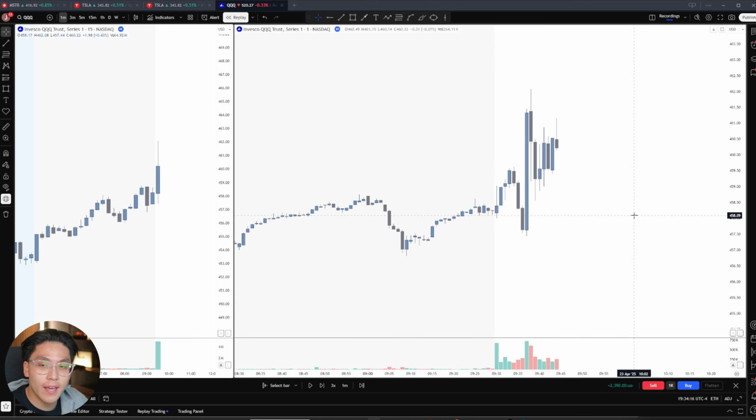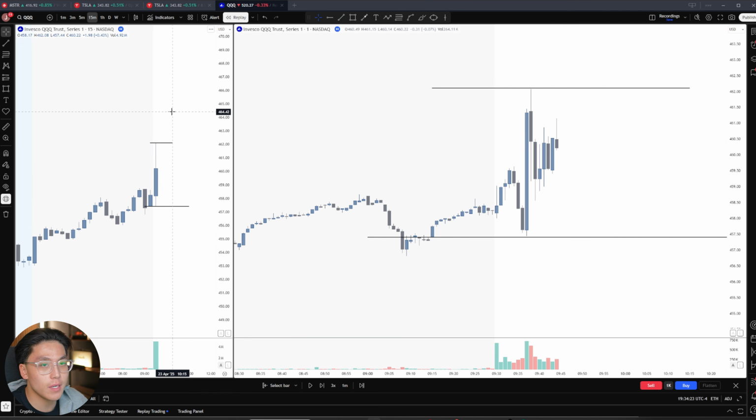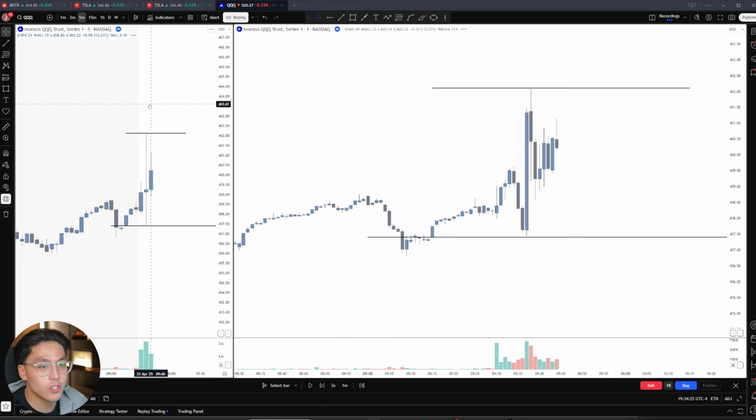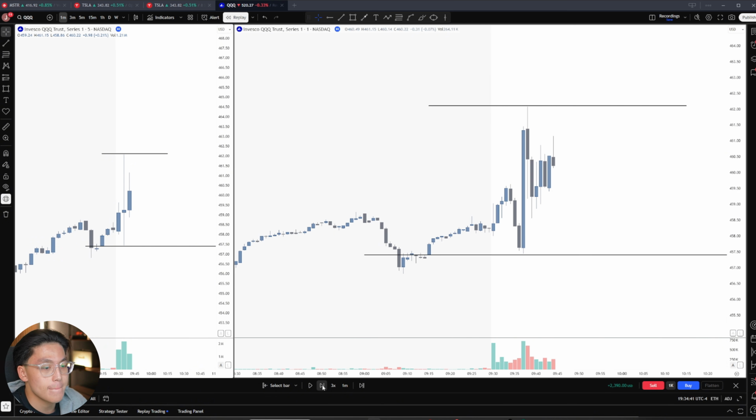All right, we're on the next day here on the QQQ, and what we're going to do is mark out our opening candle range high. We're also going to mark out our opening candle range low on the 15-minute time frame. Now we can go into the 5-minute chart. What we want to do now is wait for a 5-minute candle closure above or a 5-minute candle closure below. Now let's play out the tape.